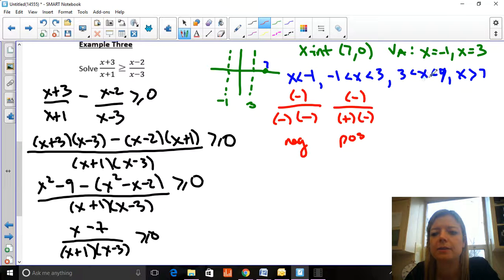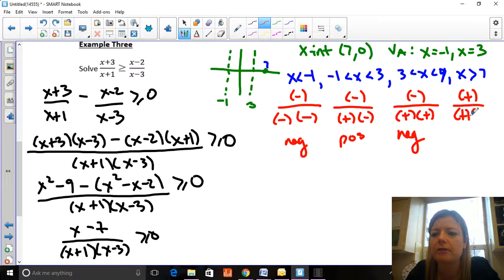Life is fantastic. Between 3 and 7, this x minus 7 will still be negative. X plus 1 is positive, and now x minus 3 is positive since all our values are above 3. So when you subtract 3, it's still positive. So negative over positive is a negative interval. Greater than 7, everybody's happy now. Everybody's positive. So that's a positive interval.